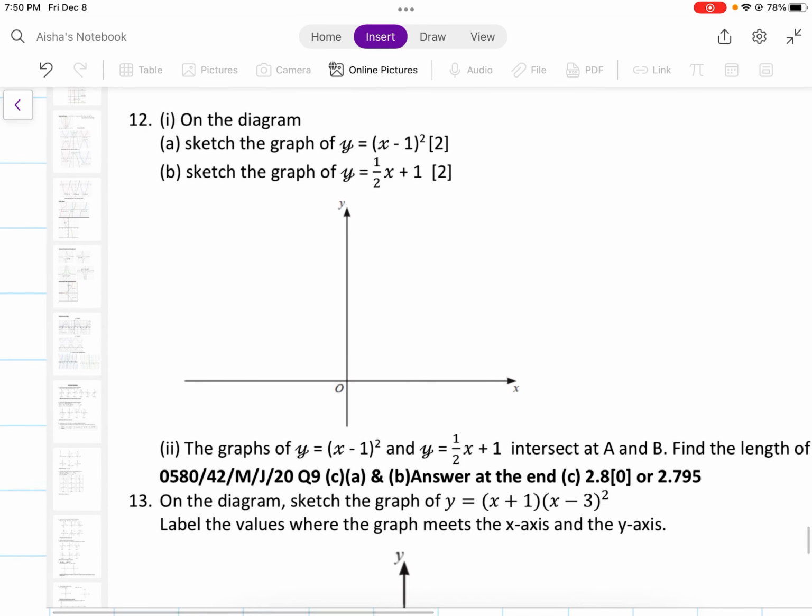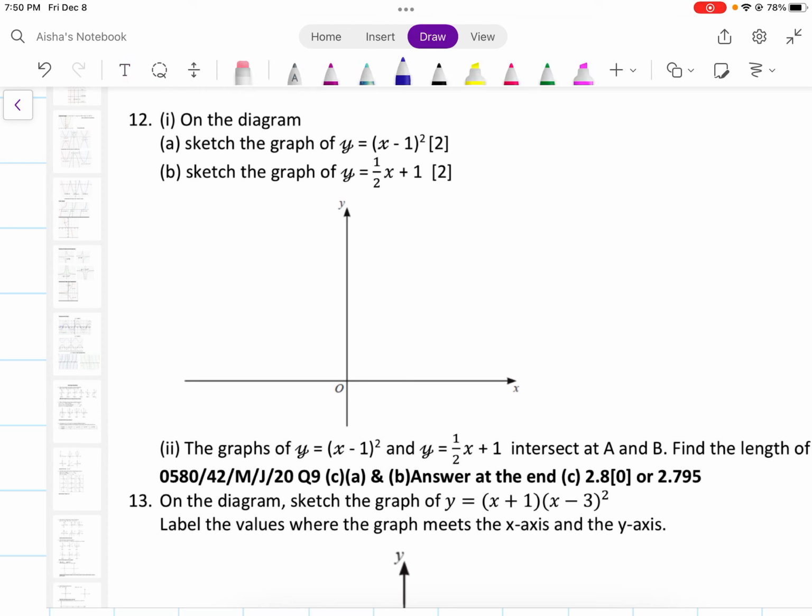On the diagram, sketch the graph of y is equal to x minus 1 whole square. Okay, x minus 1 में जब मैं y 0 रखती हूँ तो x equals to value 1 आती है सिर्फ, और जब a की इंटरसेप्ट हो, so it means it is tangent to the graph. ठीक है, why is it? Because यहाँ पे 1 है, so it's a happy face.